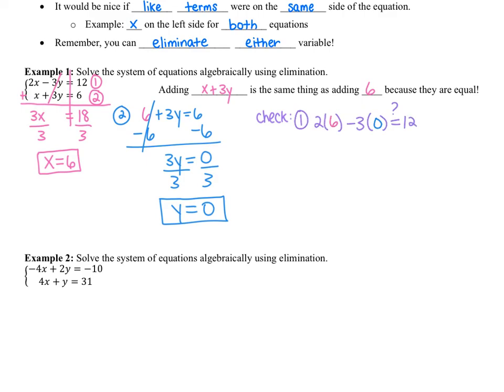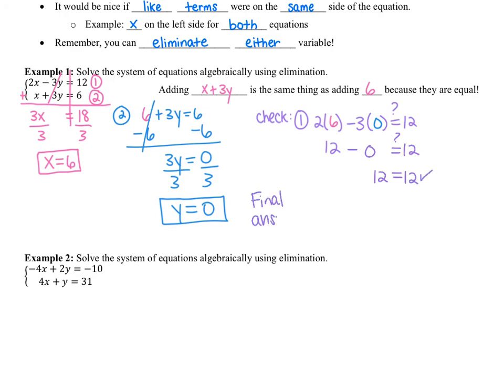So order of operations, multiplication comes first. So 2 times 6 is 12. And then over here, 3 times 0 is 0, and we're subtracting that, so it's going to be minus 0. And 12 minus 0 is 12. So we know our answer is correct.